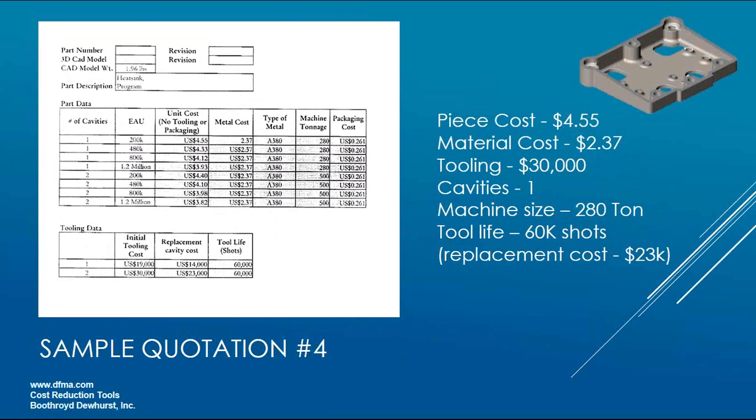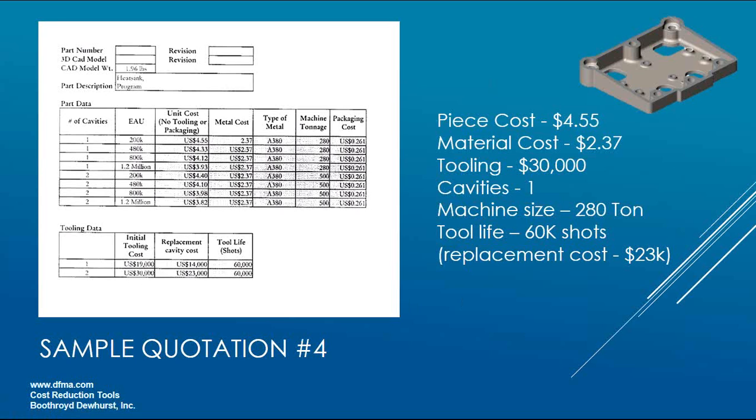And then finally, sample quote 4, we see a similar thing playing itself out. A piece cost of $4.55. Machine size 280 tons. They're quoting it as a single cavity, $30,000 tooling investment for 60,000 shots, with a tool replacement cost, they tell us over here, of $23,000. So again, I do the math here and figure out that I have to spend 30,000 plus 2 times 23,000 to get in the neighborhood of the 200,000 parts that I want to produce.